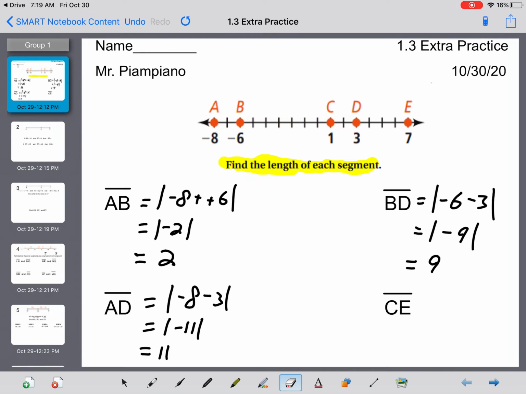And CE is right here, which is the absolute value of 1 minus 7, which is really -6, and the absolute value of -6 is +6.